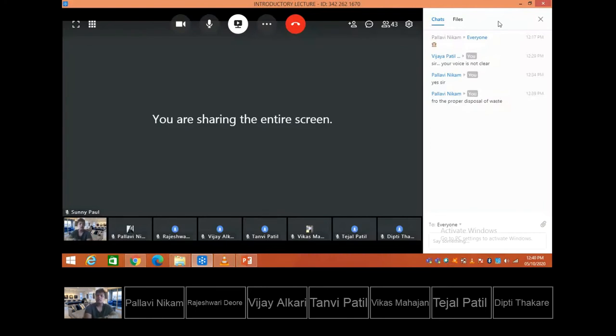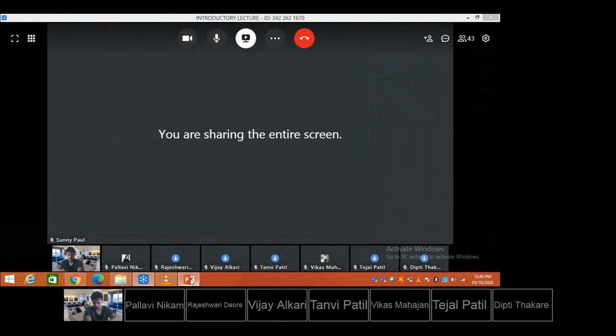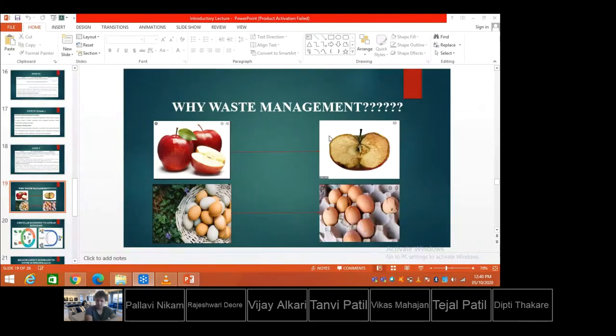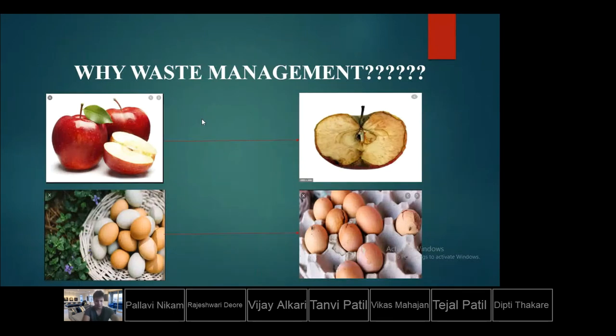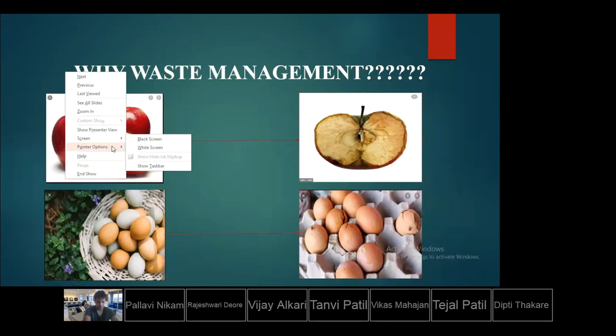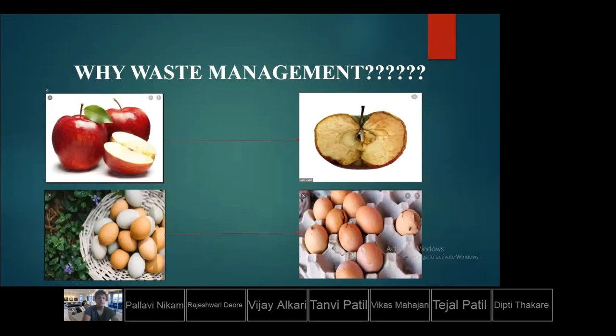Okay, one presentation I will show you. Now, this is the left side, right? The left side shows very fresh fruits. This is maybe a fresh apple. Who doesn't like to eat it? Fresh eggs, who would like to eat them? Everyone will like to eat fresh foods.